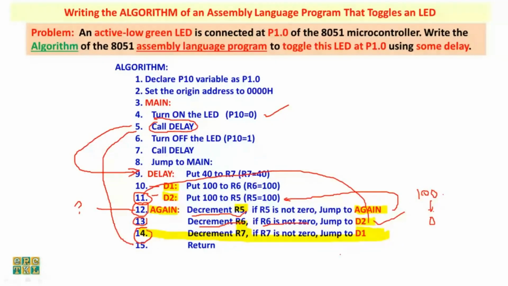Okay? And then, after that, step 14, you go back to D1. Number 10, when the R7 is not yet 0. So, what will happen here?